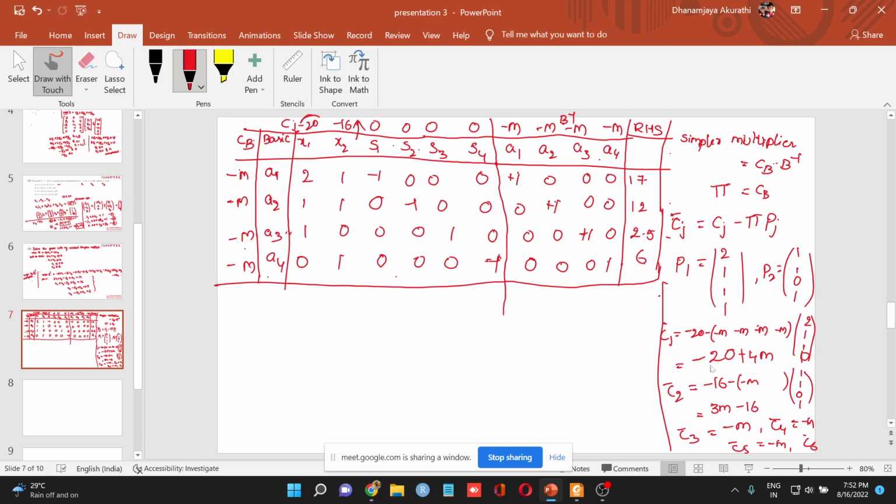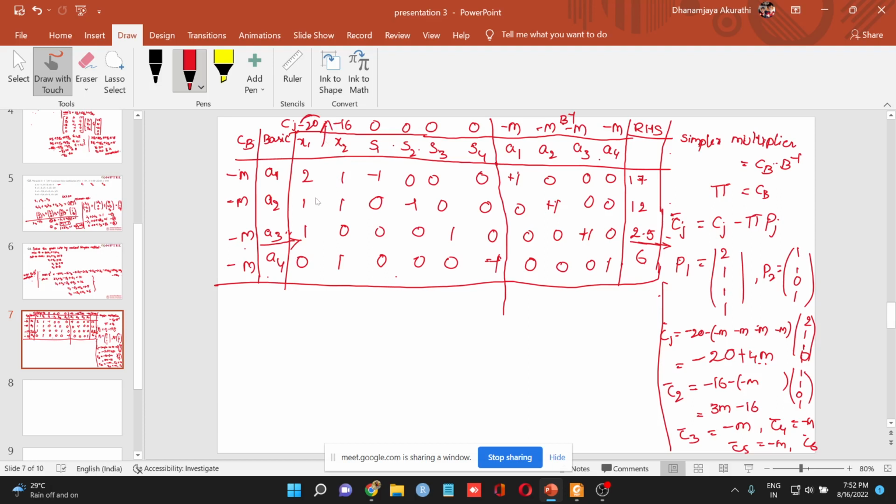Ma'am, C1 will be entering, no? Okay, okay, sorry. Here 4m minus 20, so C1 would be the entering variable. Yeah. So whenever C1 is the entering variable, in the minimum ratio test the leaving variable would be at the minimum value: 2.5 by 1, 17 by 2, 12 by 1. Okay. The minimum value is obtained at A3. So A3 would be the leaving variable and x1 would be the entering variable. So with this, we can say that this is the pivotal column.